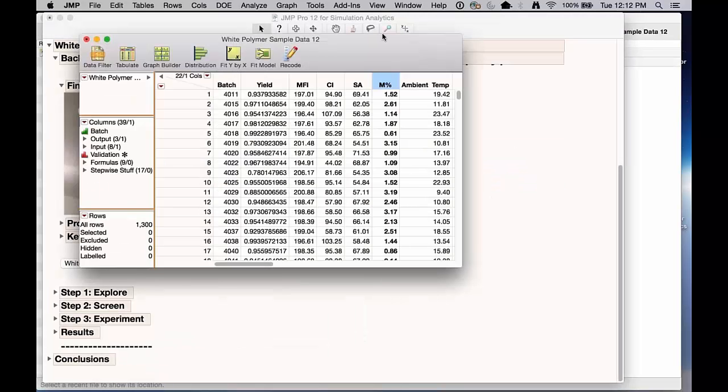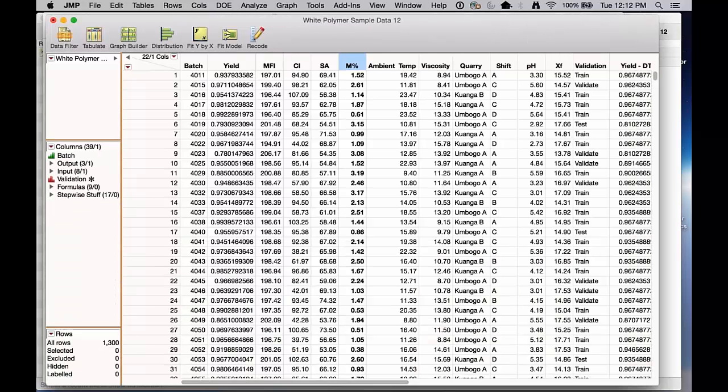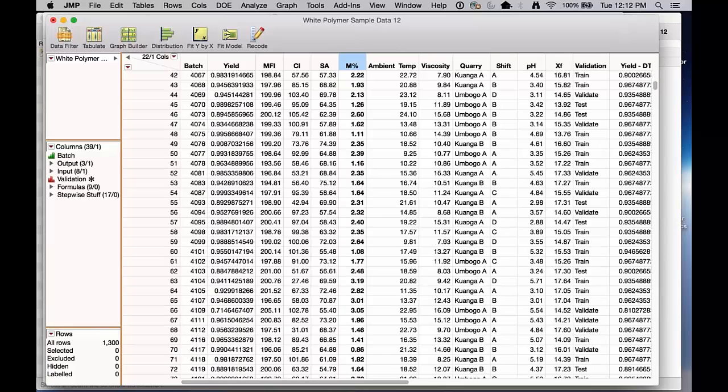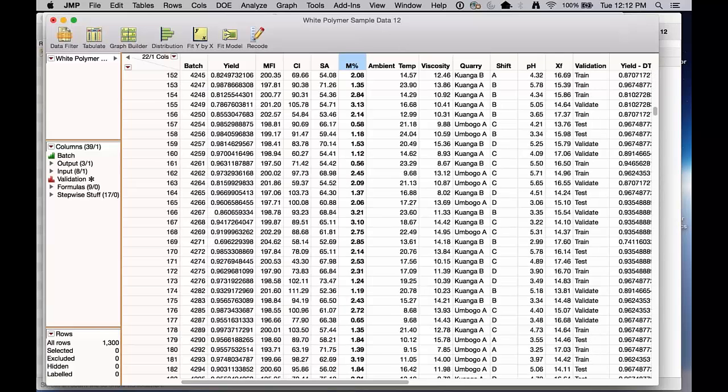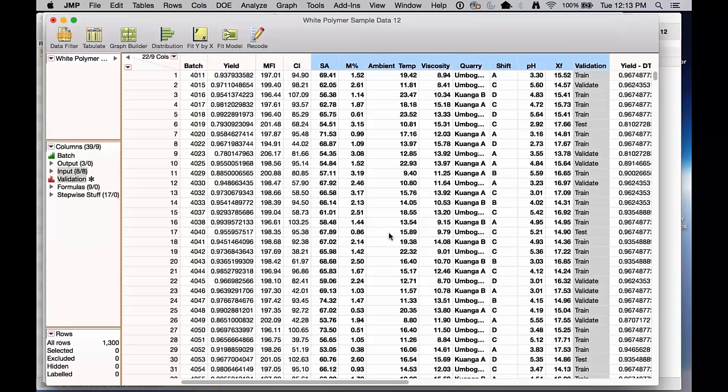So I'm going to pull up the simulated data. Here I have 1,300 runs of simulated data. I can see that down here at the bottom. Every row here is one piece of simulated data, and that goes across my outputs there, and then these are my input settings. I have quite a bit of information to go through.